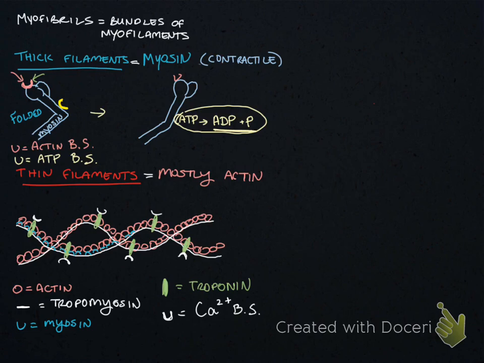Okay, so calcium has to come in, bind with troponin, and when it does, that gate then opens, tropomyosin can move out of the way, and all of these myosin binding sites are now open and can react with the actin here on these myosin contractile proteins. Okay.